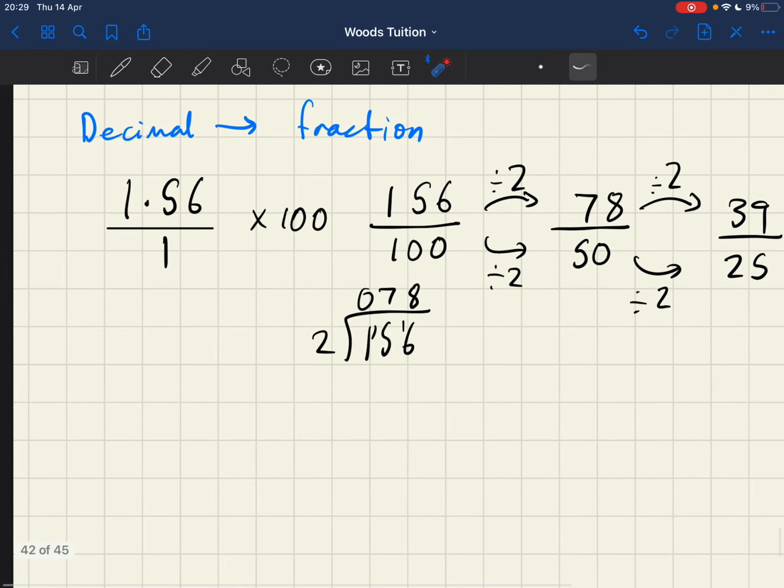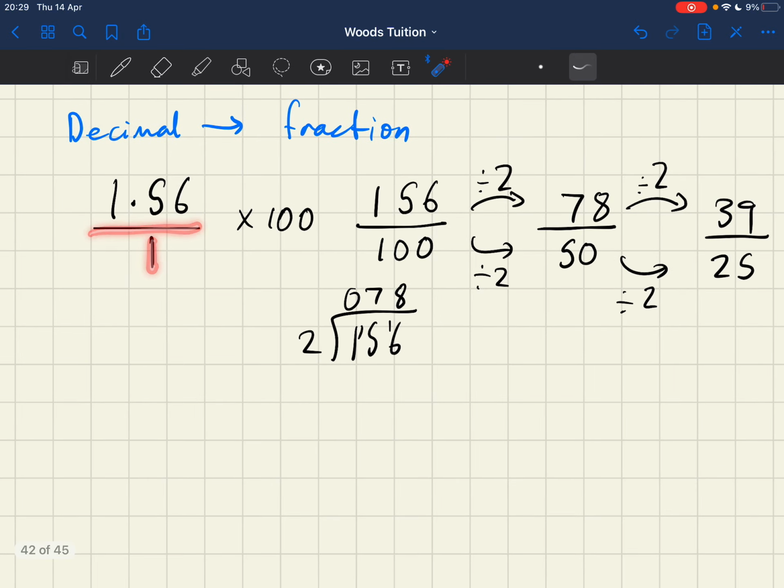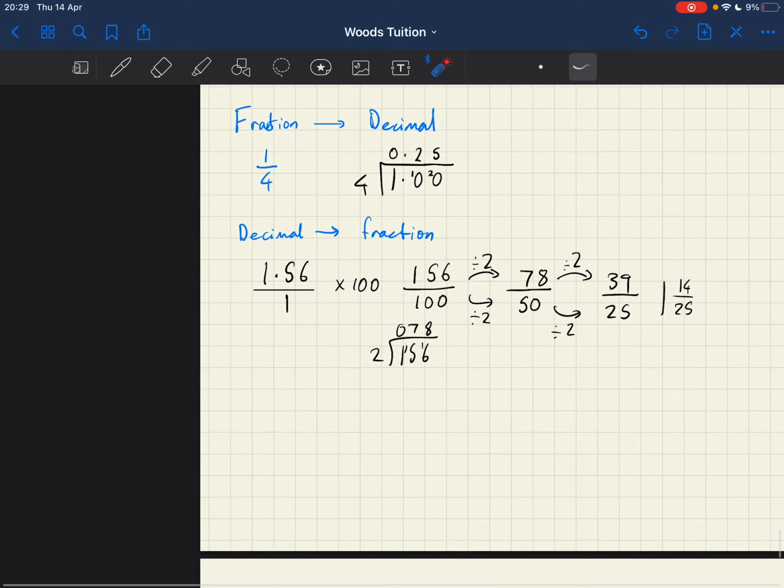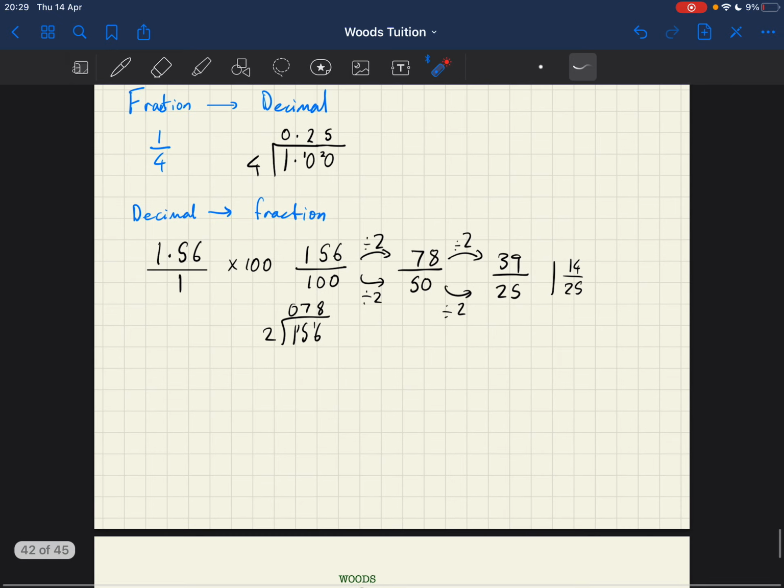Okay, so how to go from a decimal to a fraction? You just put it over 1, and then you multiply so that you get rid of your decimal places. Okay, so that's fractions and decimals, just about wrapped up.